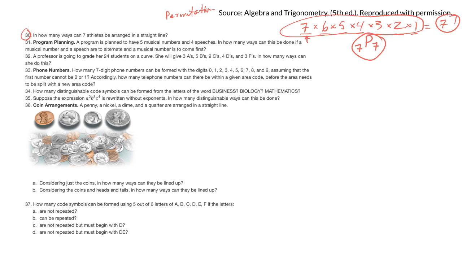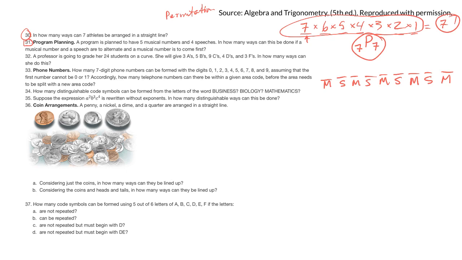Okay, question number 31, program planning. A program plans to have 5 musical numbers and 4 speeches. In how many ways can this be done if a musical number and a speech are to alternate and a musical number is to come first? So I have to have musical number, speech, musical, speech, musical, speech, musical, speech, musical. 5 musical numbers, 1, 2, 3, 4, 5. There we go. So it has to be in that order, and then I just figure out how many ways I could do that.